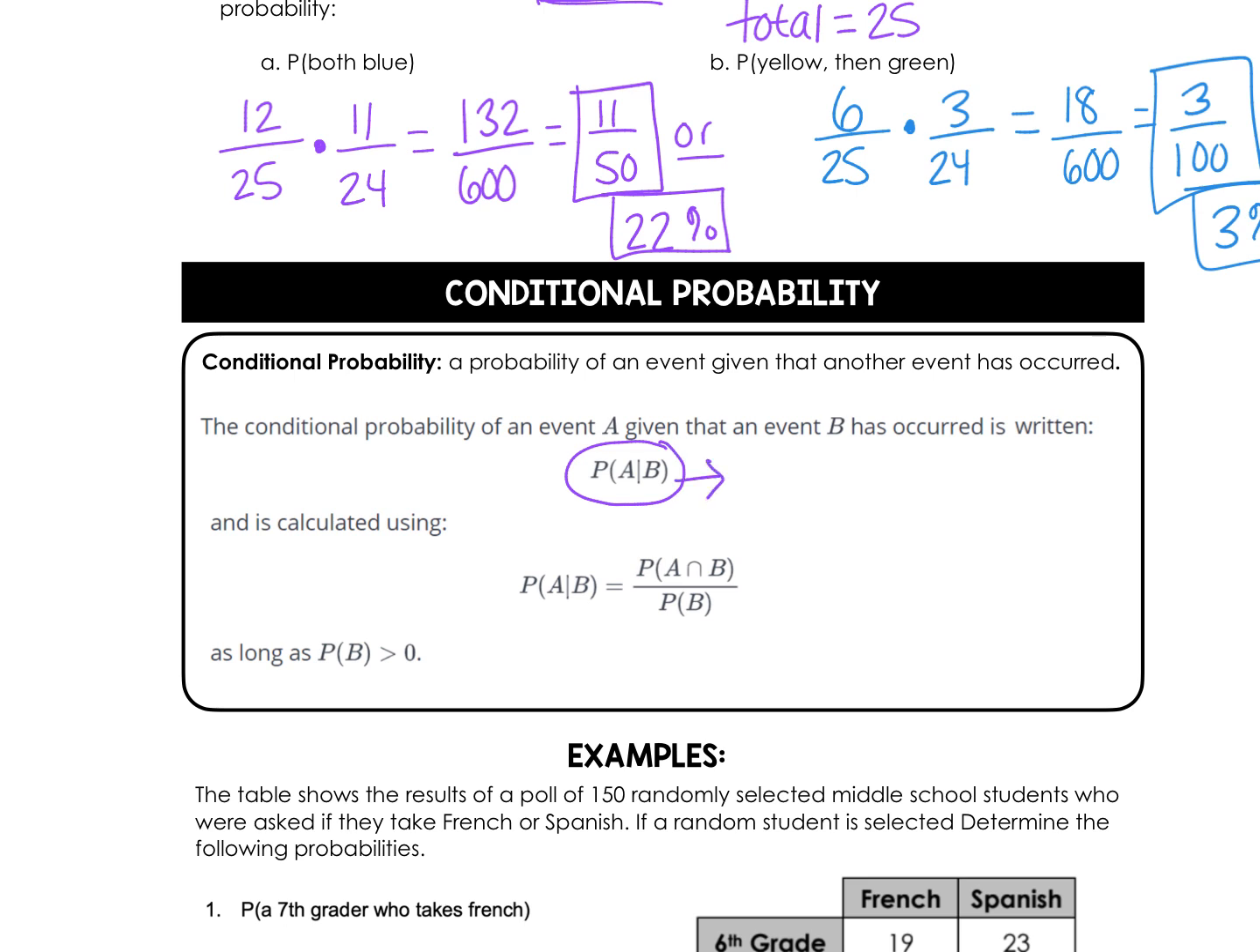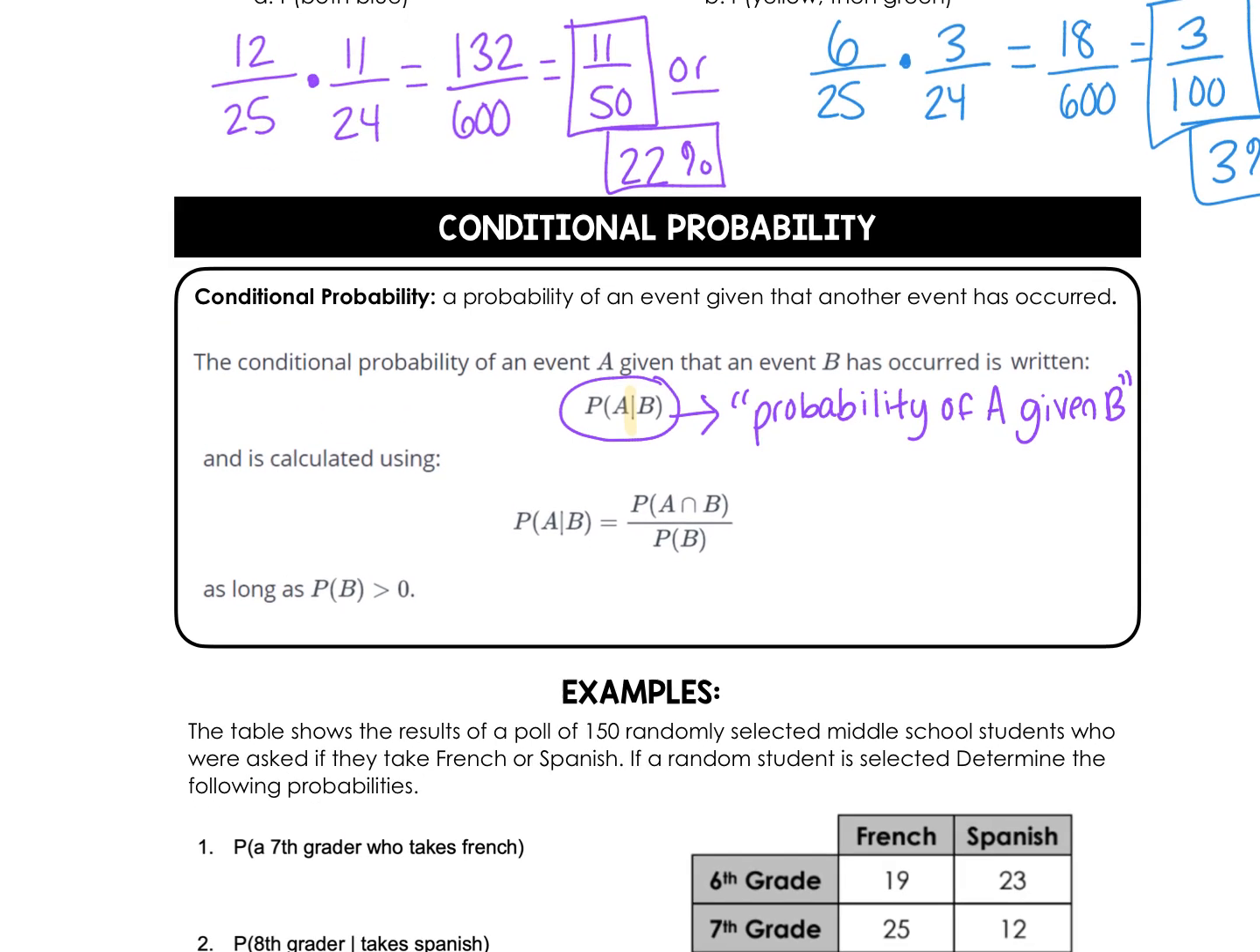The probability of A given B. So that little slash in the middle, it's usually a vertical slash like this. You read that out loud as "given." So it's not a fraction, it's just notation that means A given B.